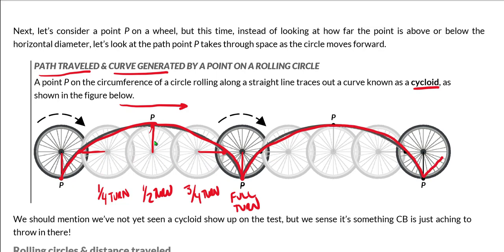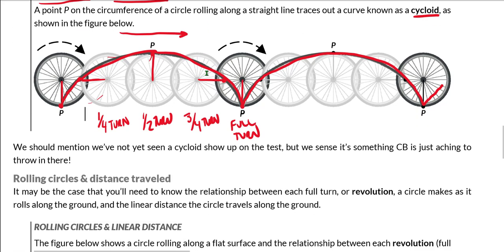So again, if point P were lit up and this wheel were rolling very fast, you would just see these bolts of light that trace out these somewhat circular paths. Those are known as cycloids.